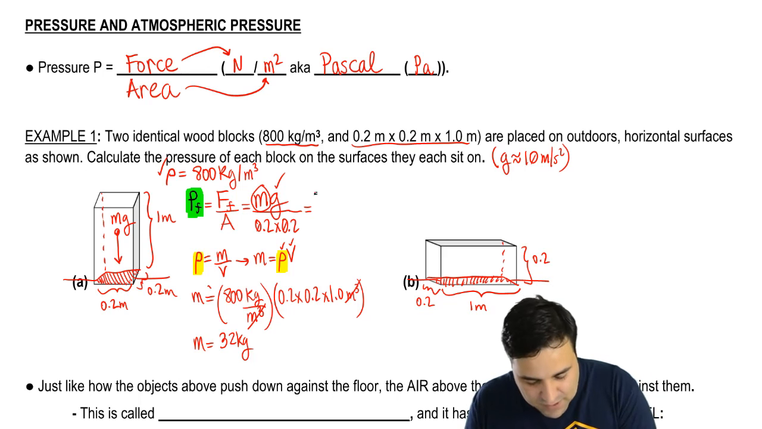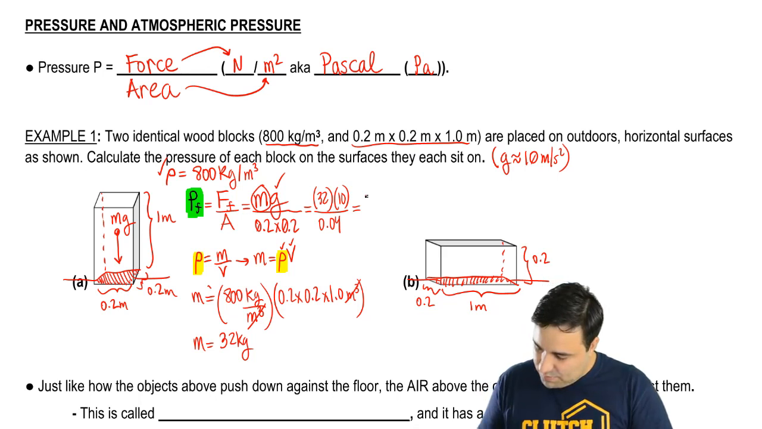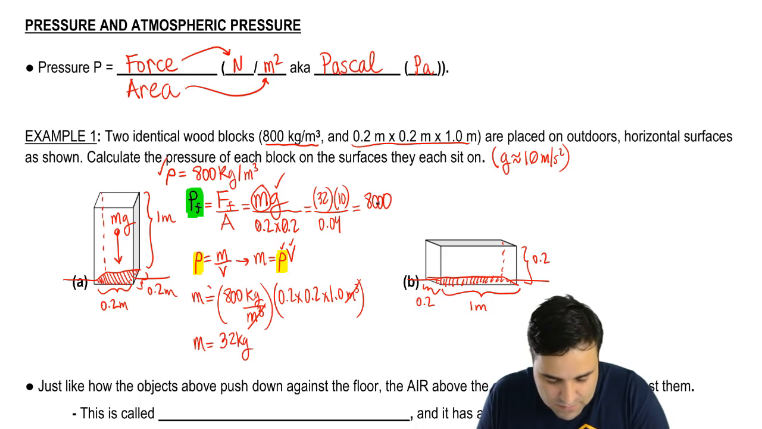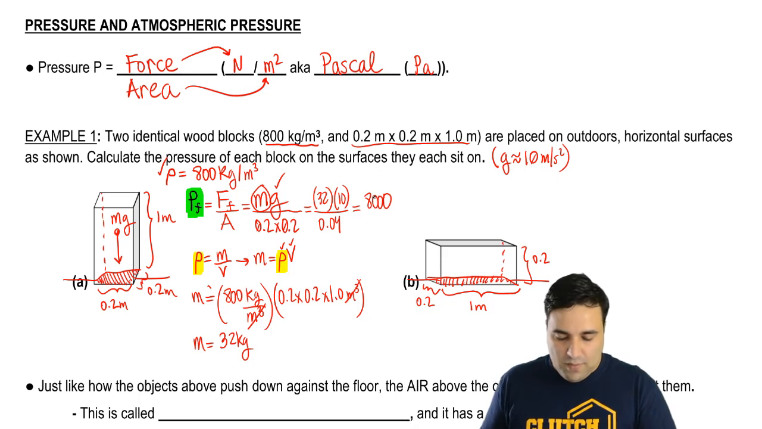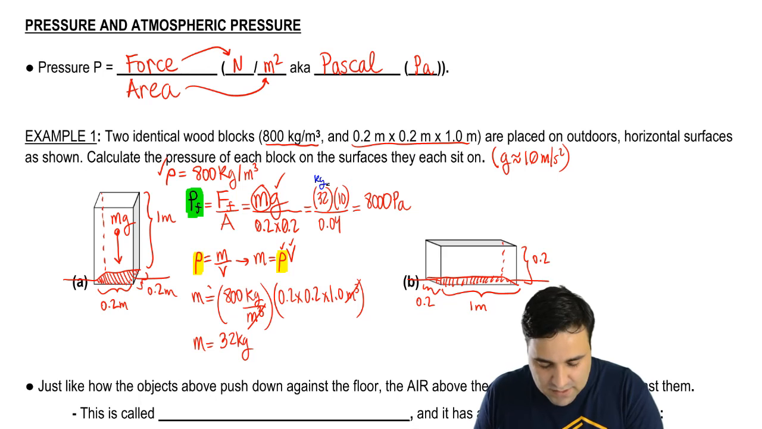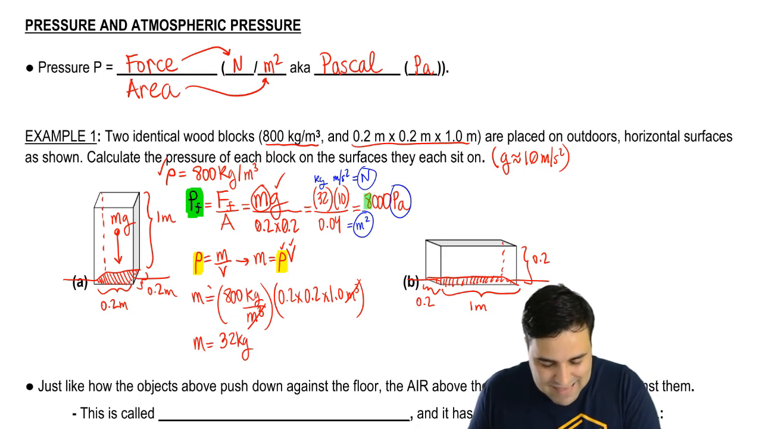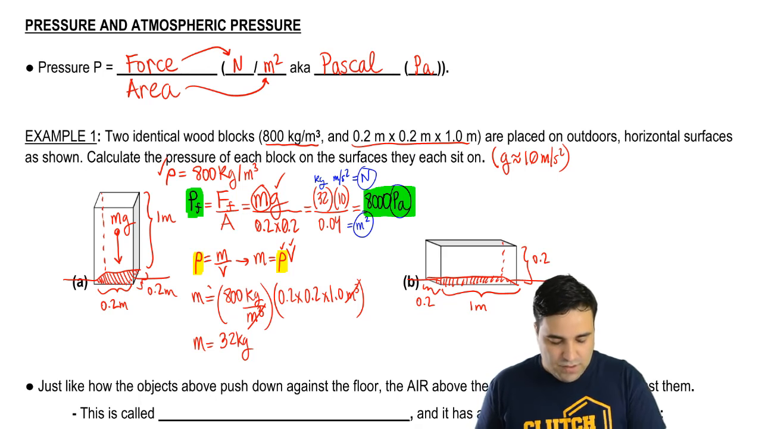Now that I have the mass, I can plug it in here: 32, gravity is 10, this is 0.04, and if you do this entire thing, you get that the pressure is 8,000. Now the question is, what are the units here? Well, because I'm using the standard units, this is just gonna be Pascal. If you don't see that, just keep in mind that mg, because this is in kilograms and this is in meters per second squared, is in newtons, and this was meter in meter, so this is meter squared. So newtons per meter squared gives you a Pascal. So that is the answer to this one.